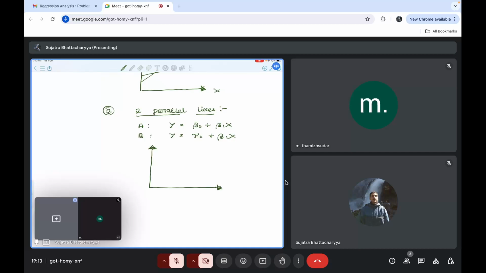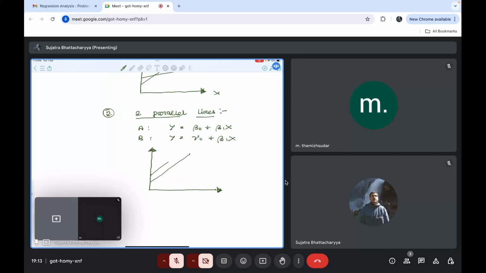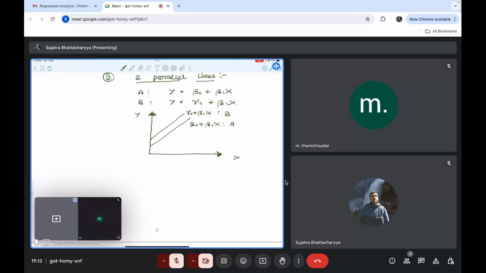Something like this. But beta naught plus beta 1x is like this. And you have gamma naught plus beta 1x like this. Okay. So this is gamma naught plus beta 1x. This is for set B. And this is beta naught plus beta 1x for set A. This is x, this is y. Okay, this kind of thing we have seen it, right?